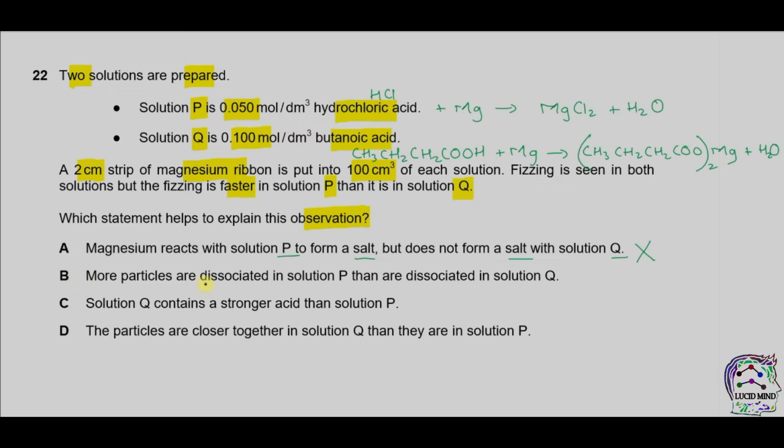Part B. More particles are dissociated in solution P than are dissociated in solution Q. As we can see, HCl is a strong mineral acid, so it dissociates completely into its respective ions.